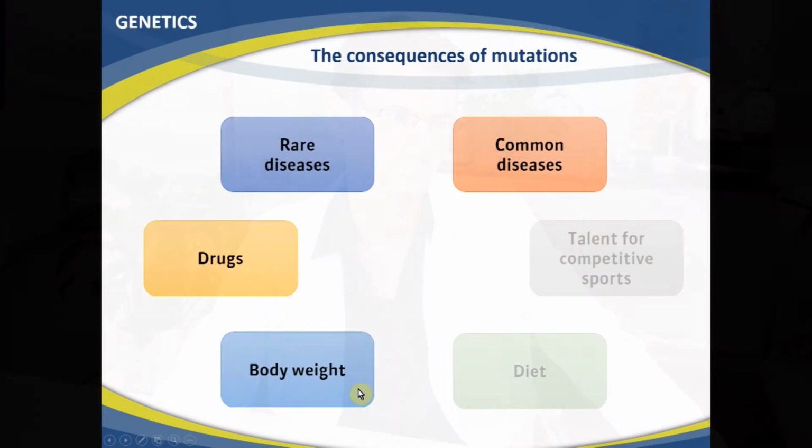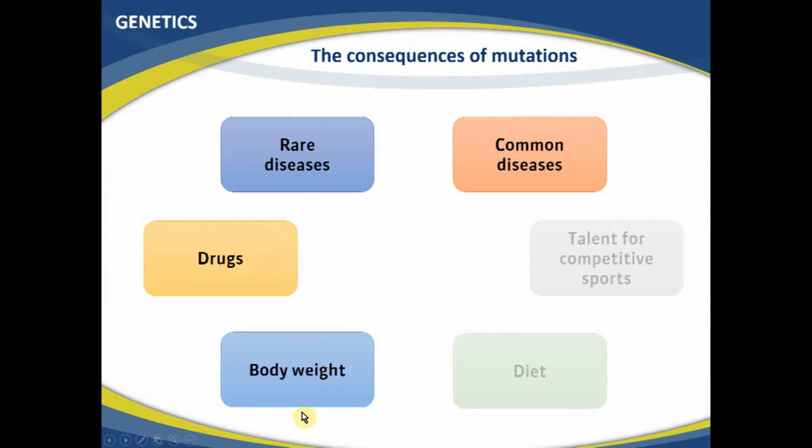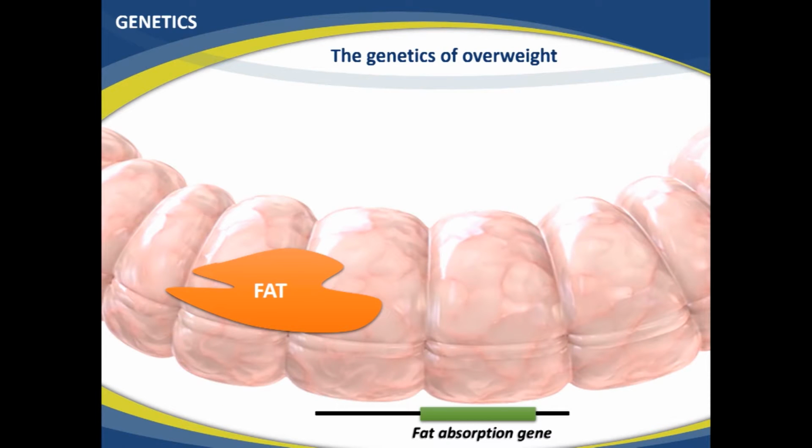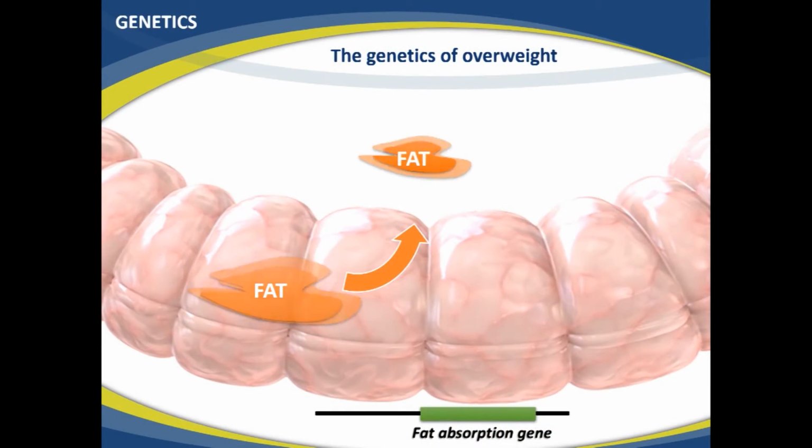Then moving into the more lifestyle kind of area, body weight, obesity is also controlled by genetics. And let me explain one example. This again is the inside of an intestine, and this person has had a fatty meal, and the body recognizes there is fat in the intestine. Great, let's absorb it because it has a lot of energy. We can use it to create new cell walls and so on. So the body starts absorbing it, and it will then use it up or store it somewhere.